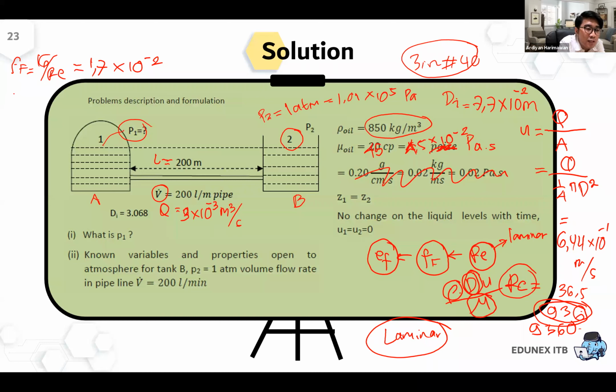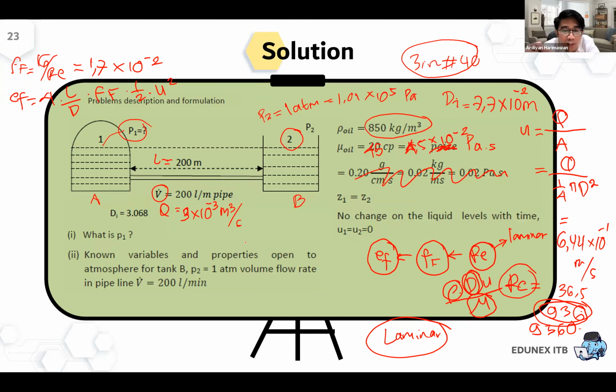The formula is 4 times length per diameter times friction factor times half times the square of the velocity. Friction factor is 1.7 times 10 to the power of minus 2, and the velocity is 6.44 times 10 to the power of minus 1. L, you have the number. L is 200 meters, and then diameter is 7.7 times 10 to the power of minus 2.